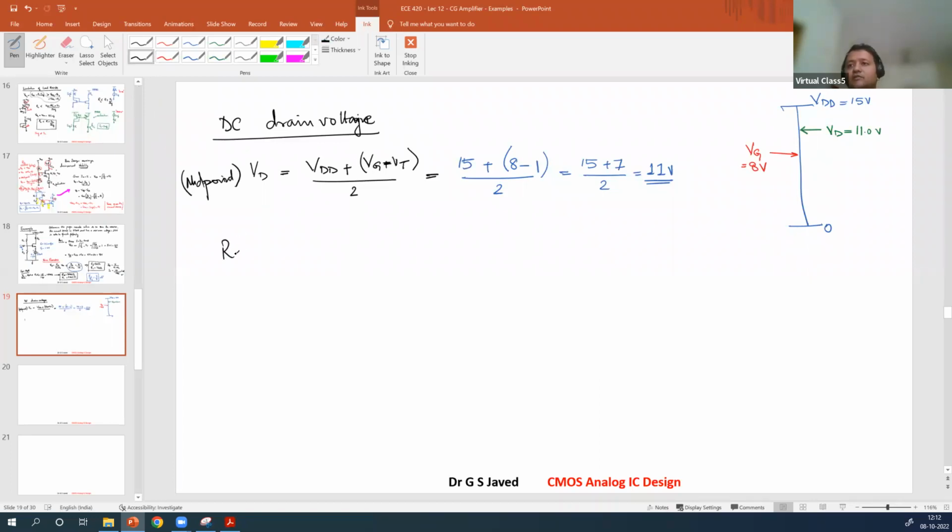Now that you have found out what is VD, what is the value of the resistor? Resistor value, load resistor value. Resistor value will be given as RD equal to VDD minus VD divided by ID. That value is given as 15 minus 11 divided by 5. That is equal to 0.8 kilo ohm.